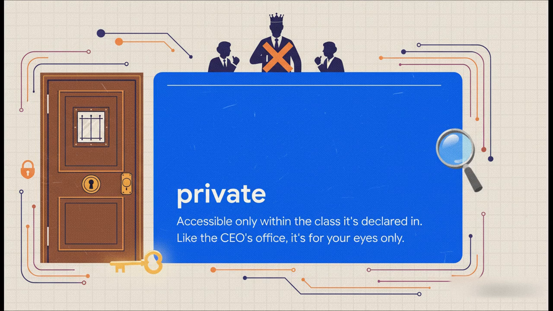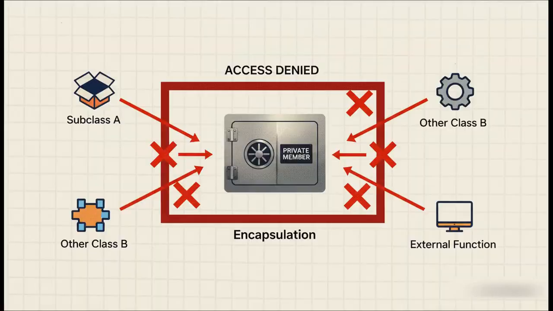A perfect real-world example, a user's password. You want that information kept strictly private to that user's own account. And you can see just how strict this is, right? Nothing else gets in, not even child classes, which are called subclasses. This is the heart of a really important idea in programming called encapsulation. You're protecting sensitive data by hiding how a class actually works on the inside. In fact, it's considered a best practice to make your variables private unless you have a very good reason not to.